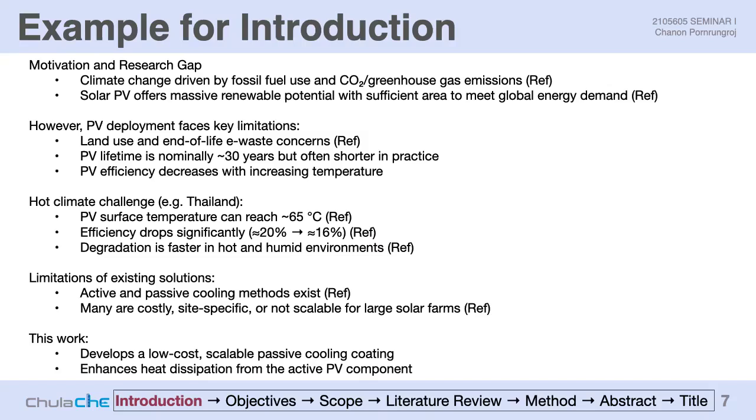However, land use and end-of-life e-waste are a concern because the lifetime is like 20 to 30 years, right? The efficiency also decreases with increasing temperature. That's what we found in Thailand. A solar cell that normally runs at, on paper, 20%, in real life runs at only 60% of that because of the heat in Thailand. The operating temperature of the solar cell in Thailand can reach up to around 65 degrees, which reduces the VOC and other things, so the efficiency actually drops by 4%. Right? And also the degradation is faster.